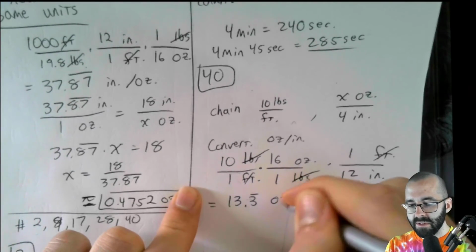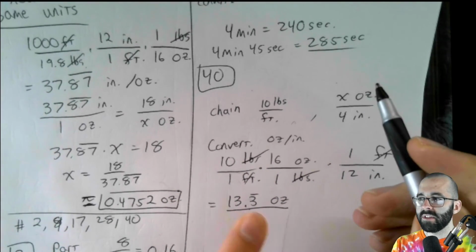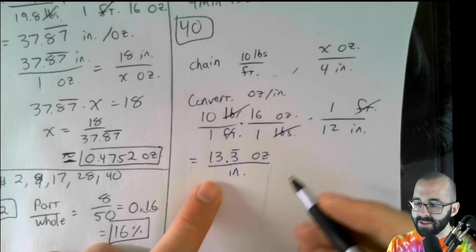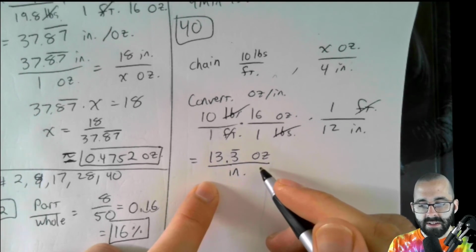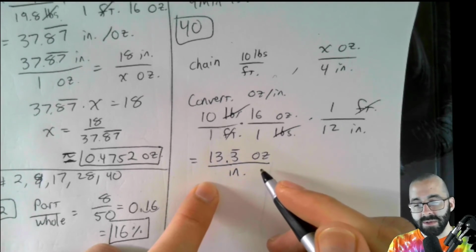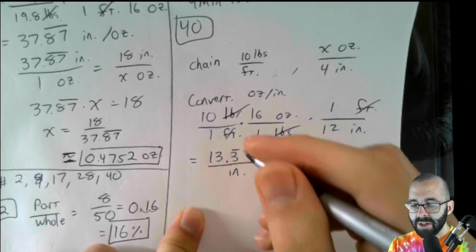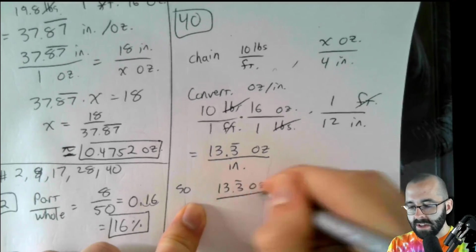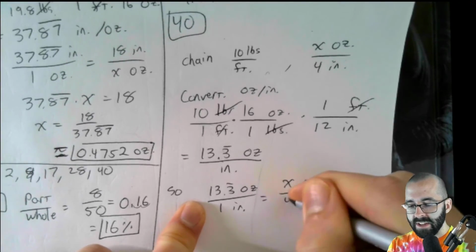And our units are ounces over inches. And now we can set up the proportion. This ratio has to equal this ratio, cross multiply, and solve. Again, there's other ways of doing this. You could find the reciprocal here. That would be inches per ounce. And we have 4 inches, so we can multiply by 4. But I'm going to try to be consistent. So we know that 13.3 repeating ounces is to 1 inch, exactly as x ounces is to 4 inches.